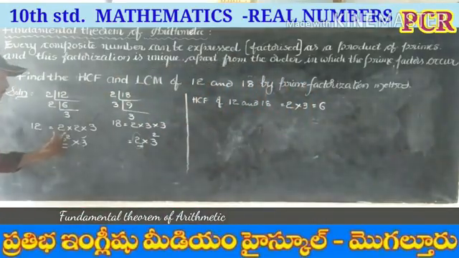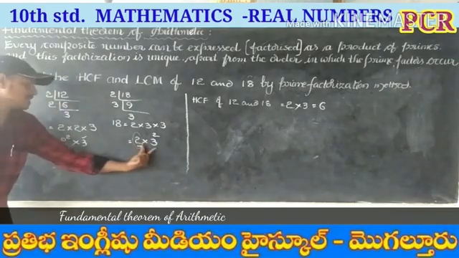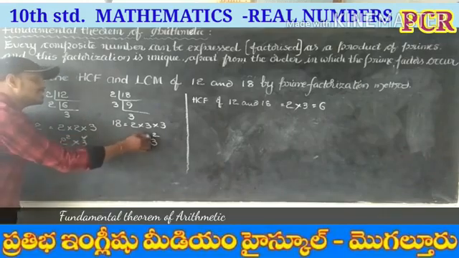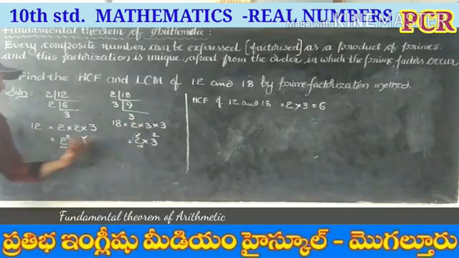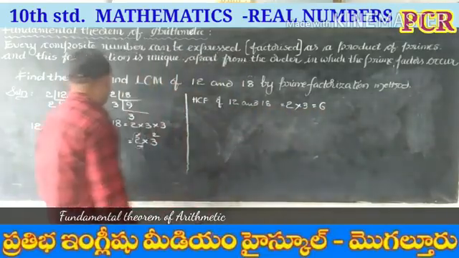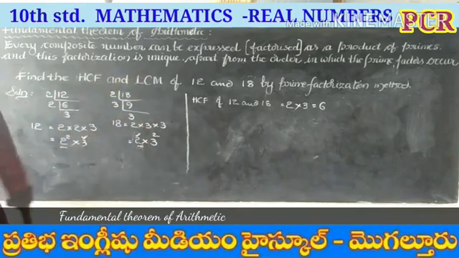That's why the product of the common factors having the least powers is the HCF of the two numbers. So the HCF of these two numbers is 2 into 3, which is 6.